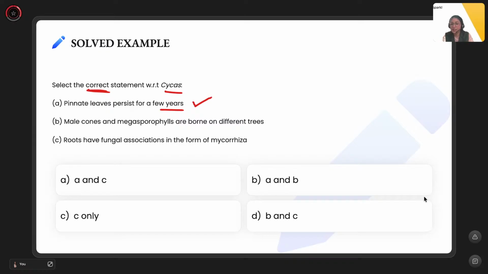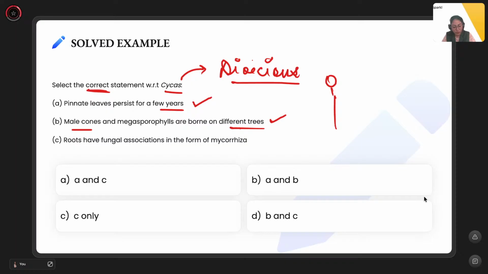If I talk about B statement, it says male cone and megasporophyll, megasporophyll is the female cone, are born on different tree. Now here, this is also a correct statement. Why? Because cycas, remember, it is a dioecious plant. And what does dioecious plant mean, beta? This means that the male and female reproductive structures are present on two different plants. One possesses the female cone, the other plant possesses the male cone.